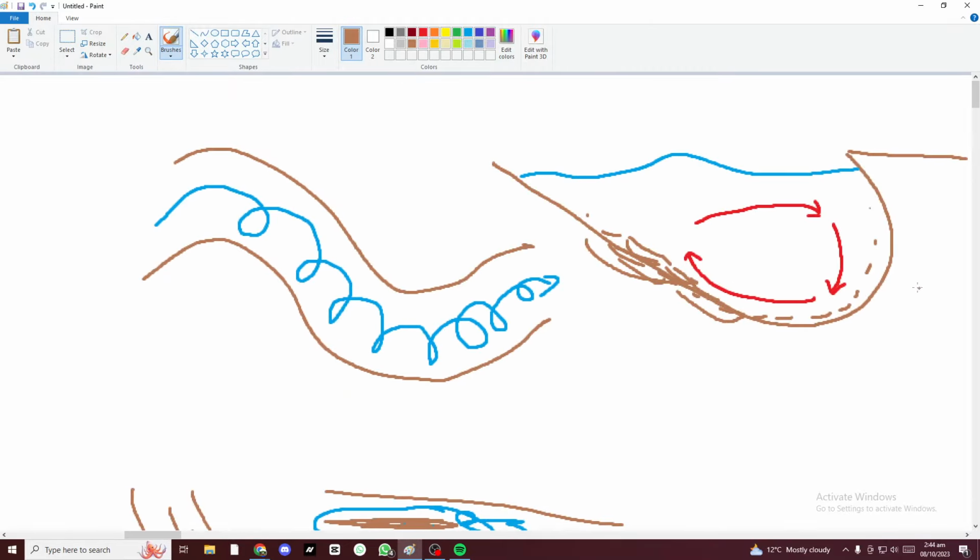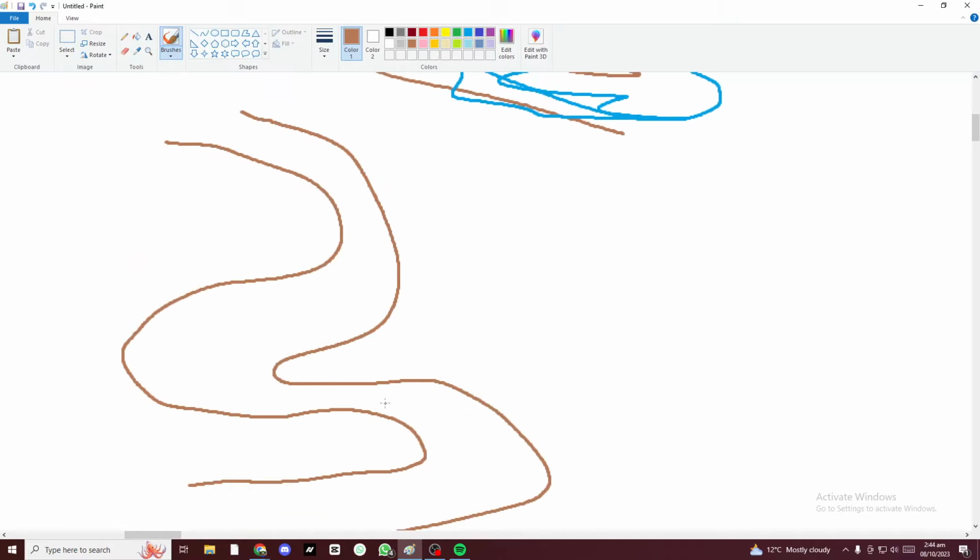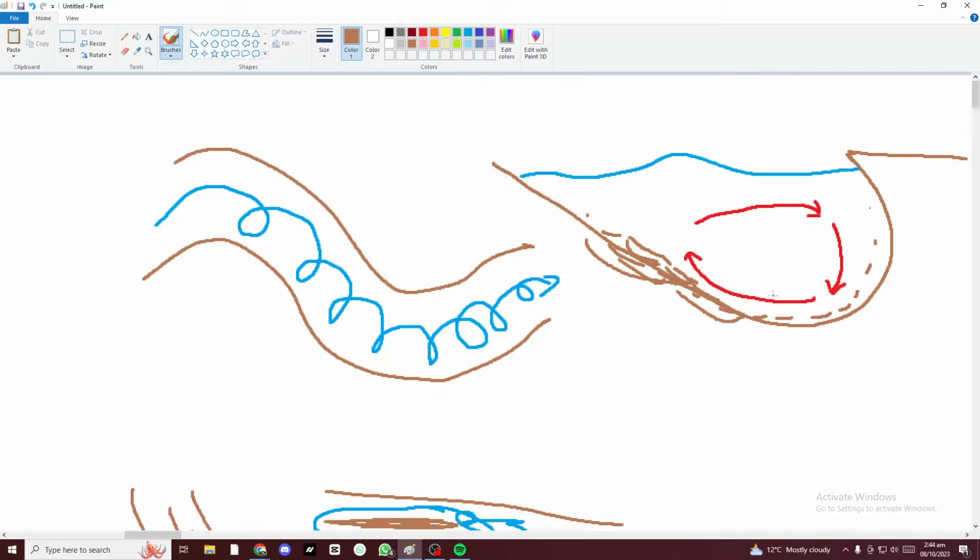So here I drew the cross section of a meander. Please go and look at it. I don't feel like explaining it now, but please go and look at it if you don't understand why or how this is formed. But yeah, that's what it looks like as a river. That's what it looks like as a cross section.